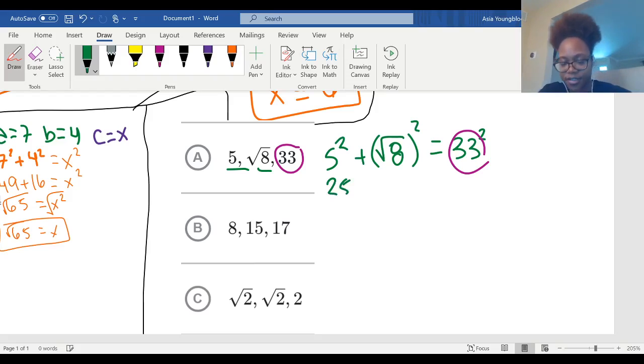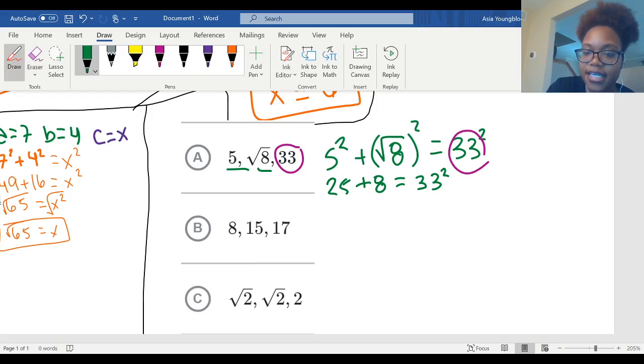This is the tricky part, a little. The square root of 8 squared is going to be 8. So if I do the square root of 8 times the square root of 8, that just gets me 8. Basically, this exponent cancels with this radical. So 25 plus 8, we want to see if that equals 33 squared. So 25 plus 8 is going to be 33, but it does not equal 33 squared. So this one is not going to be one of our answers.